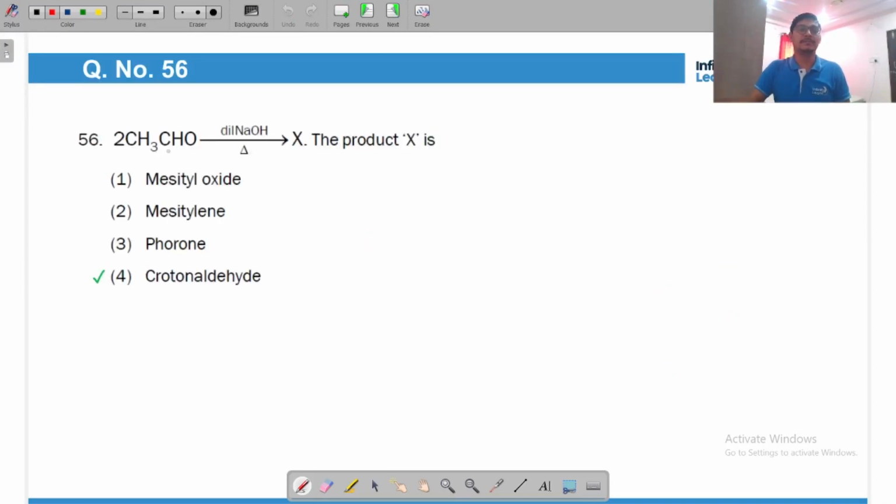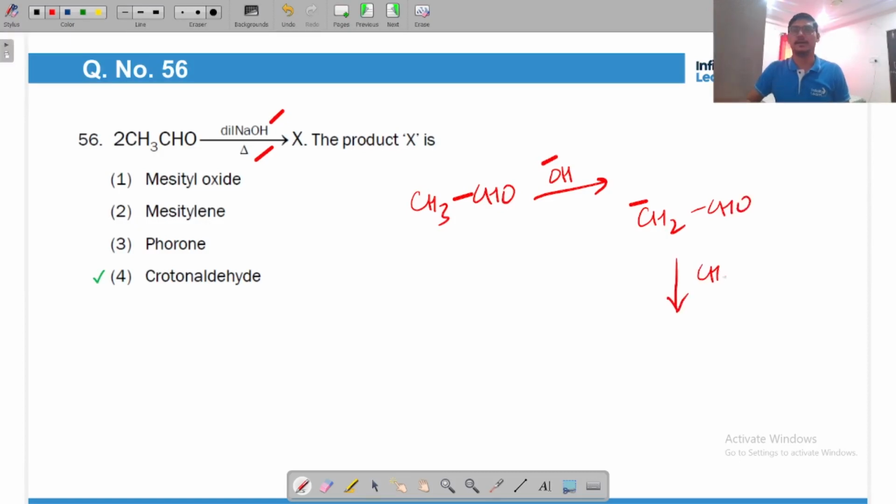Two molecules of acetaldehyde in dilute NaOH followed by heating. Of course, it is aldol condensation reaction in which the product is... So what happens, guys? First, the step is the formation of enolate ion, which attacks as the nucleophile. So this is CH2 minus CHO. Then it attacks another molecule of acetaldehyde.